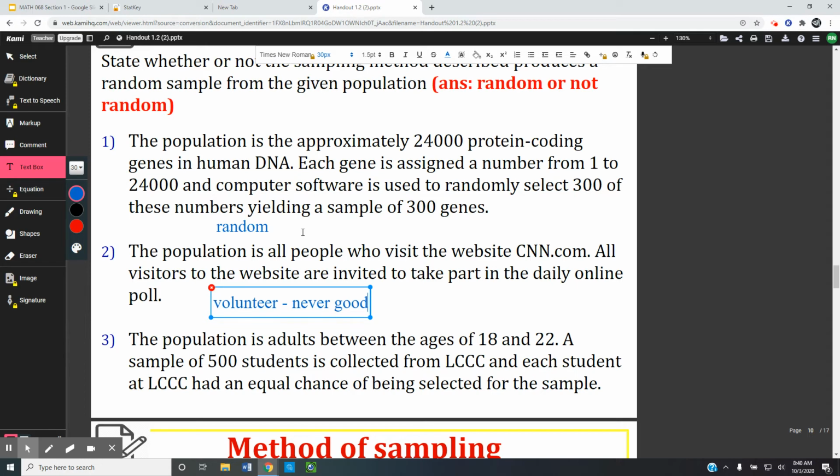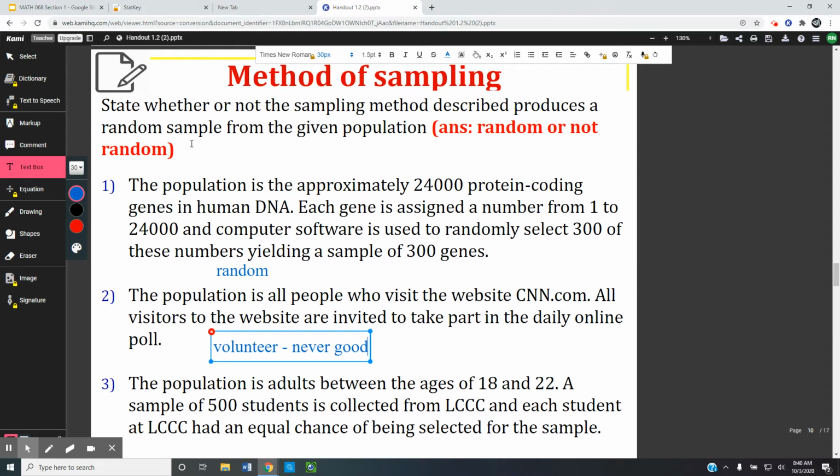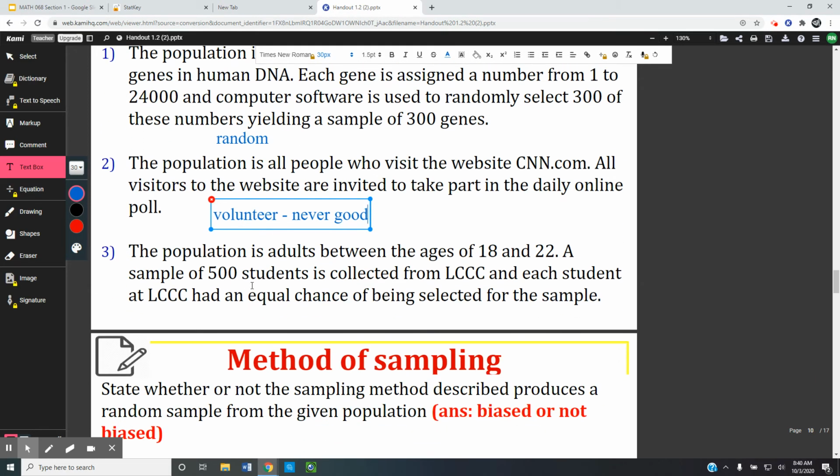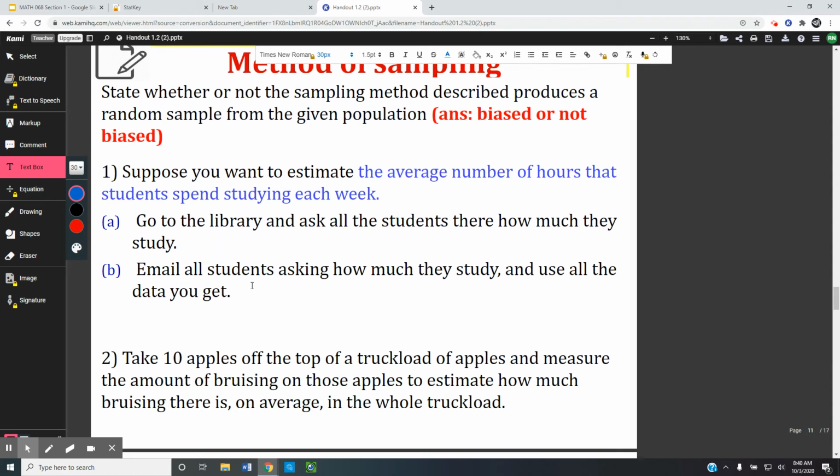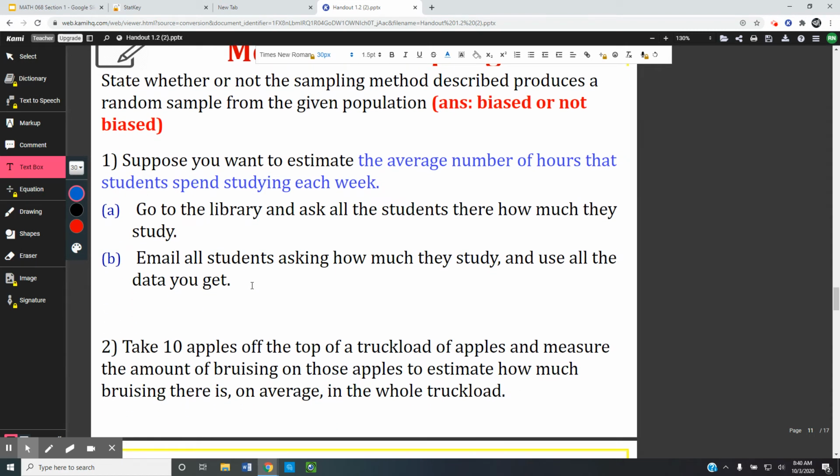But we weren't asked that question. We were asked, is it random or not random? And yes, it would be random. Here are some sampling methods. And now let's talk bias and not bias.